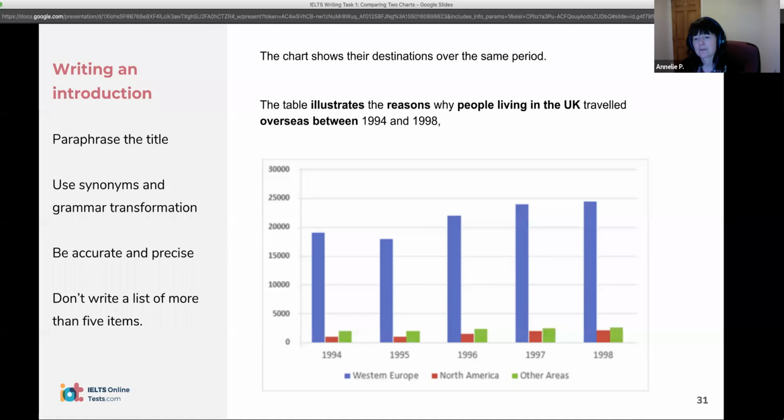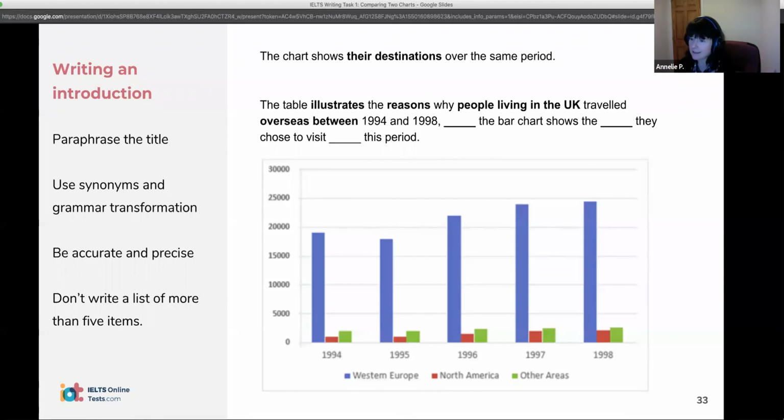Any ideas? Okay, yeah, so again, shows, and I think destinations, you're absolutely right, Vithya, that would be an easy word to change. Okay. So we're kind of balancing the two, we're comparing the two. So what conjunction, how are we going to join them? The table illustrates this. Not quite, we need a, okay, yes, while or whereas.